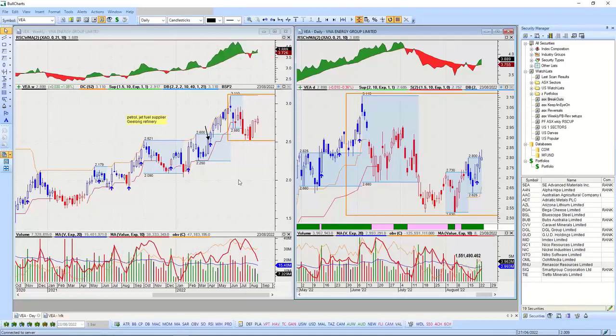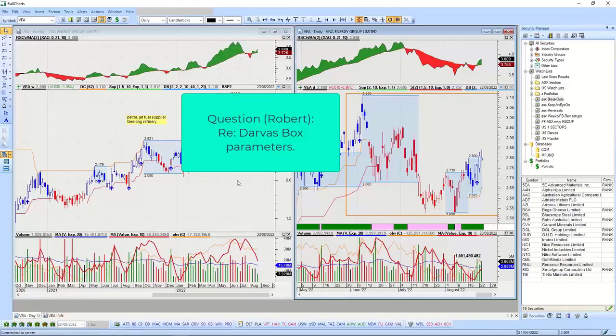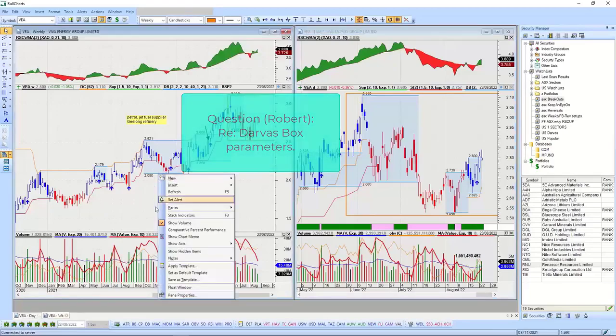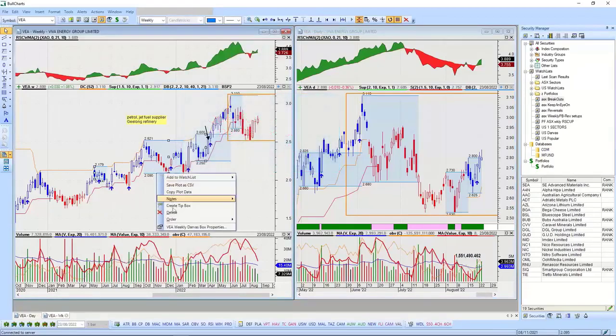Peter, I've got a question about Darvas Box. I'm wondering if the parameters you've got on your Darvas Box are the default ones in BullCharts, or can you quickly run through what parameters you've got set? No, they're not the default parameters. Okay. Yes, Darvas Box.